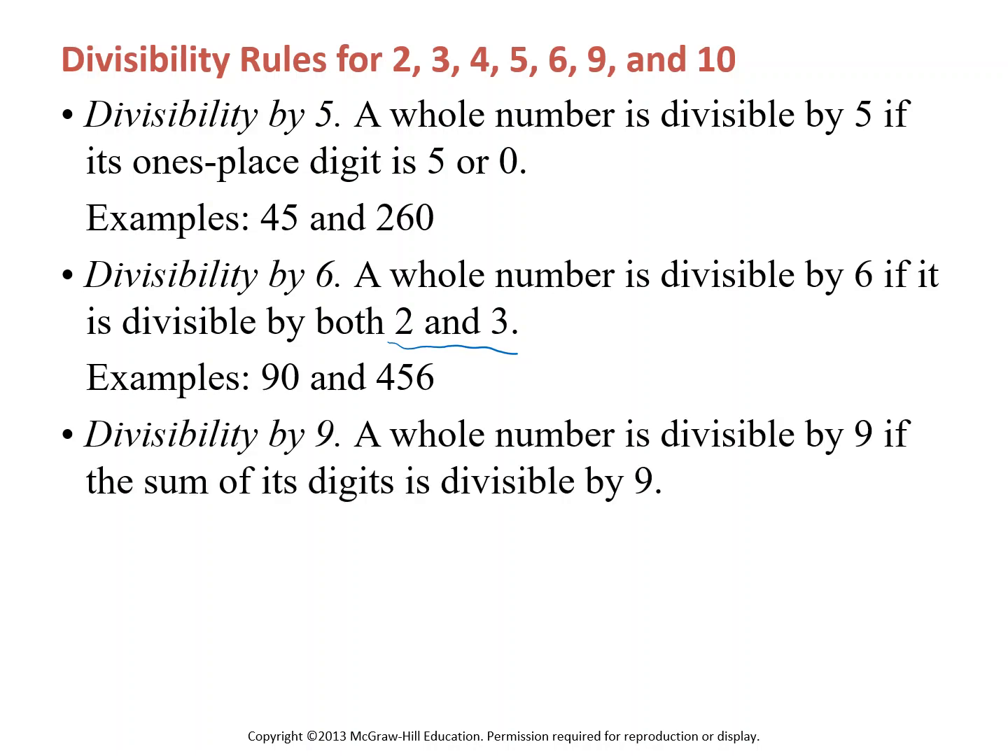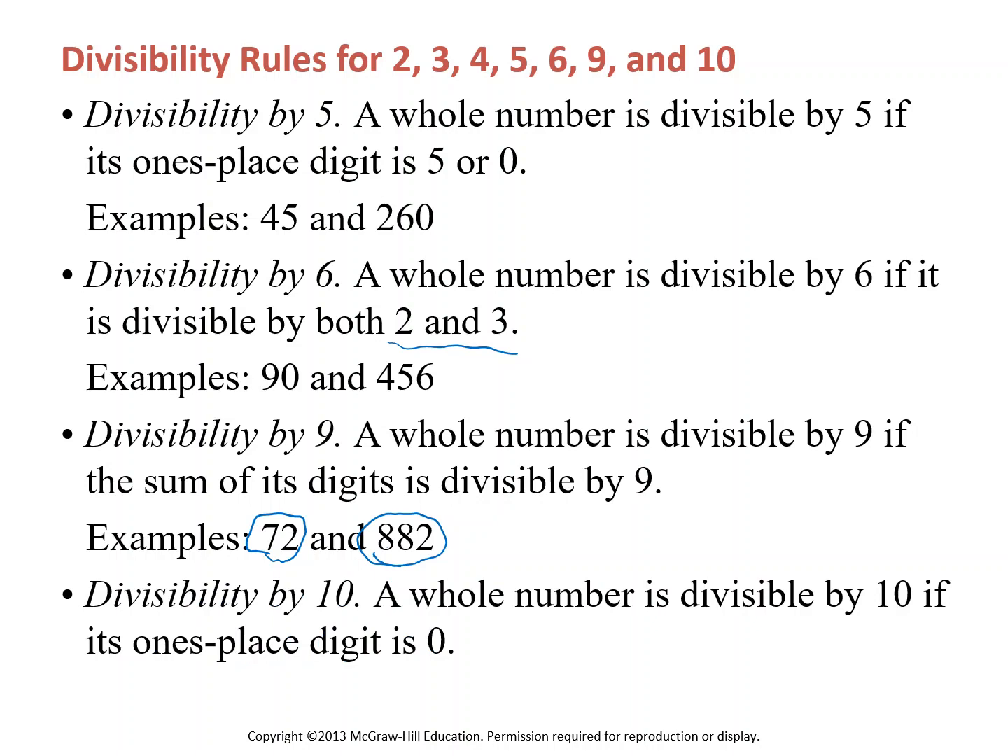A whole number is divisible by 9 if the sum of its digits is divisible by 9, or if the sum of the digits is a multiple of 9. For example, 72: 7 plus 2 is 9. 882: 8 plus 8 is 16, plus 2 is 18. That's a multiple of 9. And a whole number is divisible by 10 if its ones place digit is a 0.